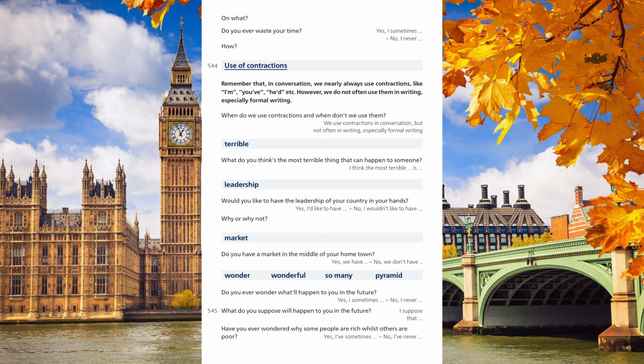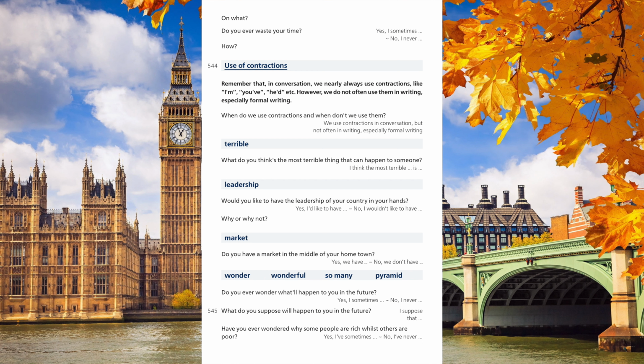Terrible. What do you think's the most terrible thing that can happen to someone? I think the most terrible thing that can happen to someone is to die slowly in great pain. Leadership. Would you like to have the leadership of your country in your hands? Yes, I'd like to have the leadership of my country in my hands. Why? Because I think I'd do a good job.